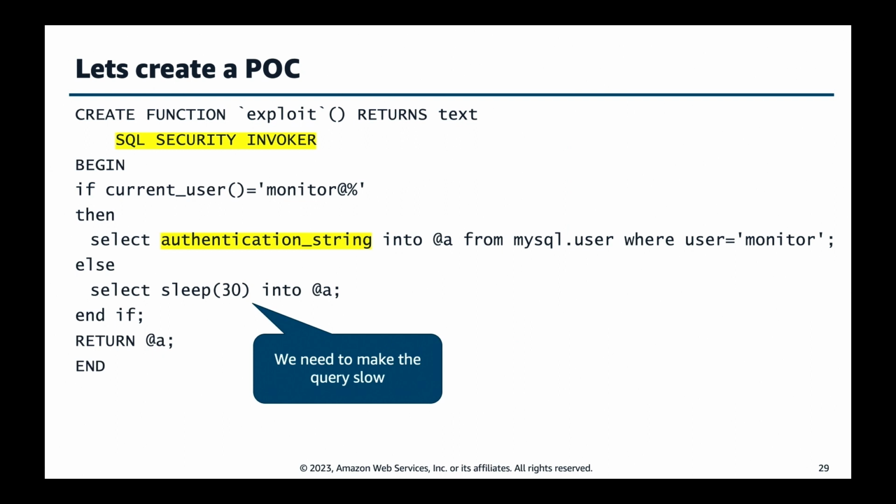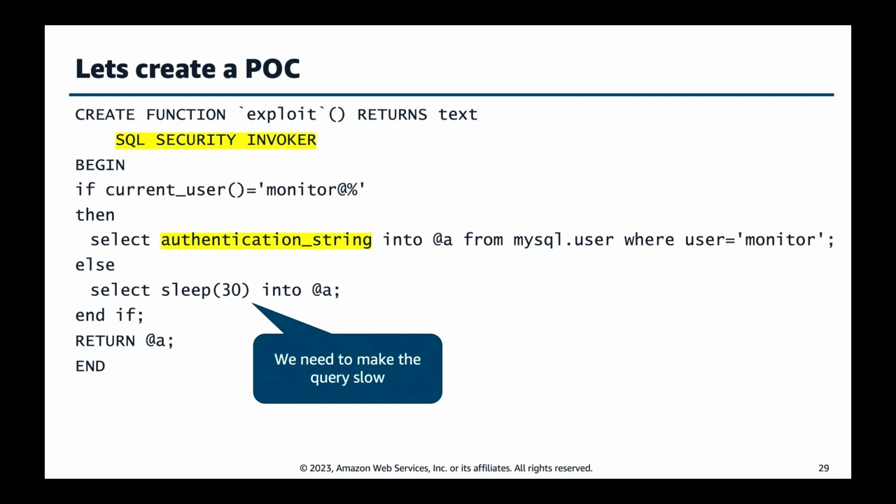So now let's create a proof of concept. We will create a function, again similar to the function that we used for Postgres, right? We'll create a function called exploit. And we will need to make that function slow. So we will check the current user. If the current user is monitor, we will execute our payload. If the current user is not monitor, we'll just sleep.